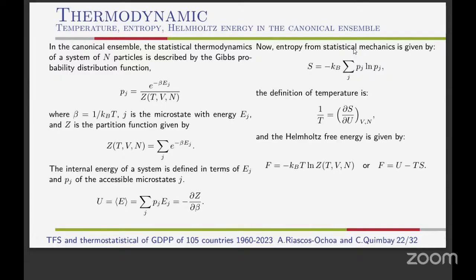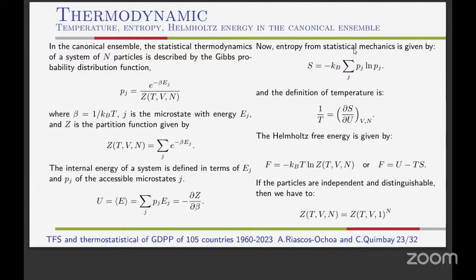El inverso de la temperatura se puede obtener a través de la derivada parcial de S respecto a la energía, manteniendo el volumen y el número de partículas constante. Y la energía libre de Helmholtz se puede obtener a través de esta relación. Y cuando uno obtiene eso pasando la función de partición allá, entonces uno puede obtener la energía libre de Helmholtz como la energía interna del sistema menos la temperatura por la entropía.